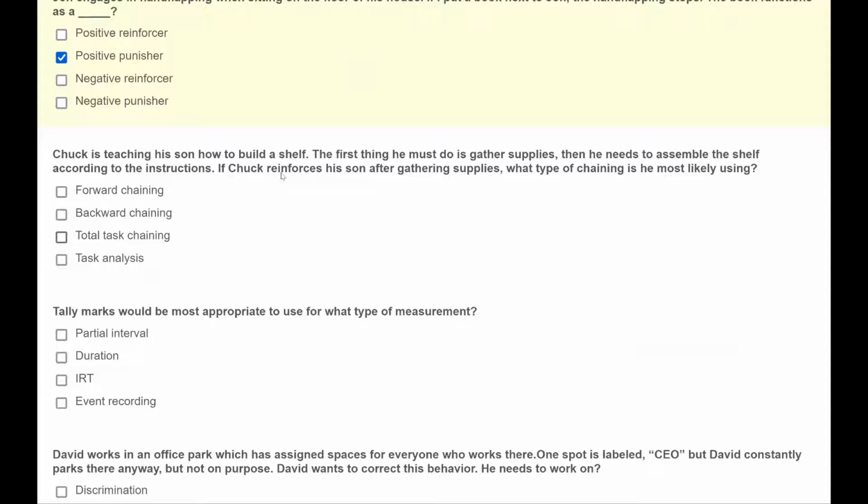Chuck is teaching his son how to build a shelf. The first thing he must do is gather supplies. Then he needs to assemble the shelf according to the instructions. If Chuck reinforces his son after gathering supplies, what type of chaining is he most likely using?